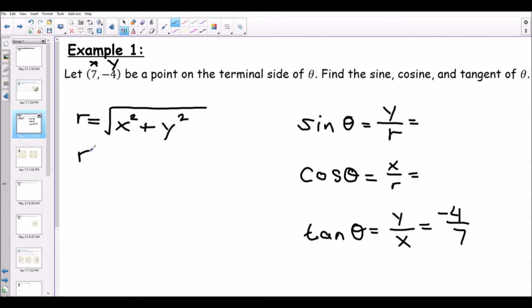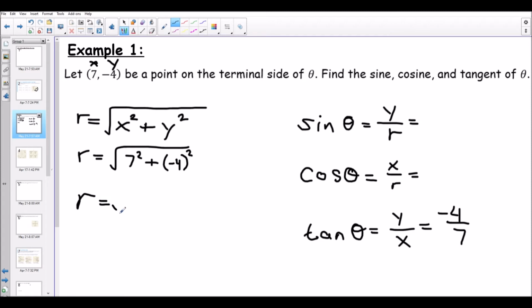So let's substitute what we know. We know the x value is 7, the y value is -4. Let's plug them in, and then we'll simplify. 7 squared, don't need parentheses for that, but the -4 squared we will, because we don't want to make this a -16 in the end. We want the -4 multiplied by itself.